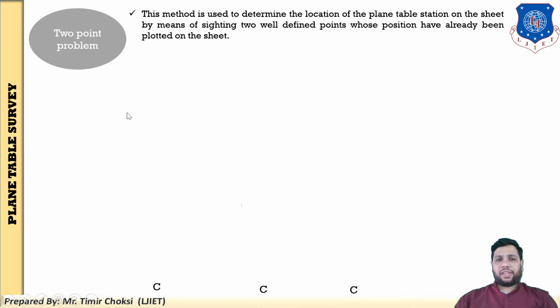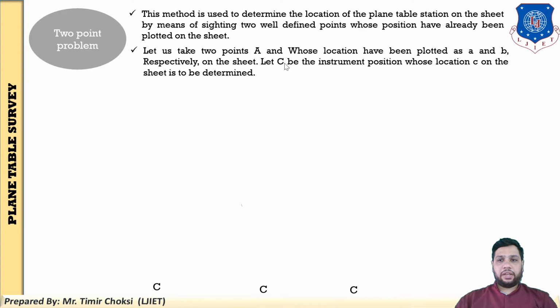This method is used to determine the location of the plane table station on the sheet by sighting two well-defined points whose positions have already been plotted on the sheet. Here, in the resection method you establish the new station, and the two well-defined points are given, whose positions are already plotted on the sheet. I will explain in detail with a figure, so you clearly understand.